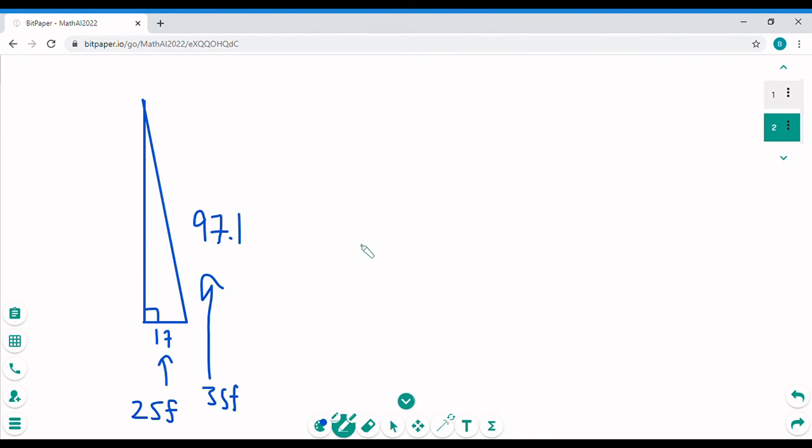Okay, so let's do part 1a. To do part 1a, we're going to use the Pythagorean theorem. We have the hypotenuse, and we need to find x, which is the other edge. And we're going to use the Pythagorean theorem here. So according to the Pythagorean theorem, 97.1 squared equals 17 squared plus x squared.